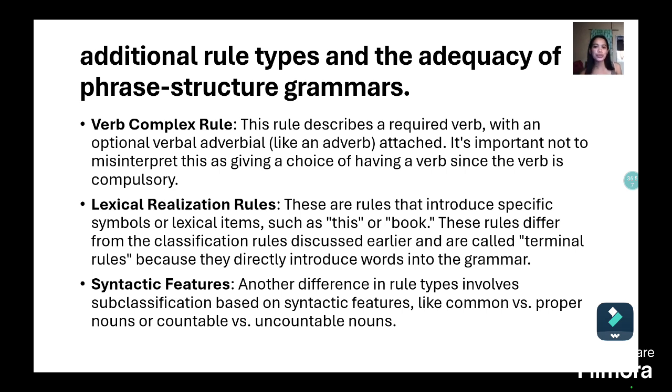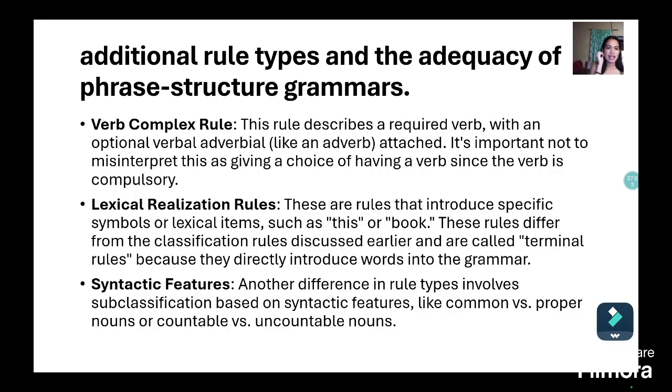Next are the additional rule types and the adequacy of phrase structure grammar. So this will be the last slide of my report. First is additional rules.